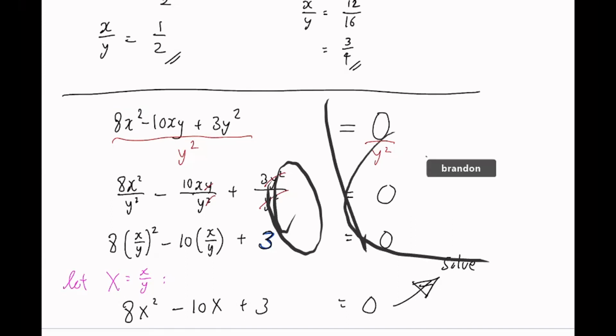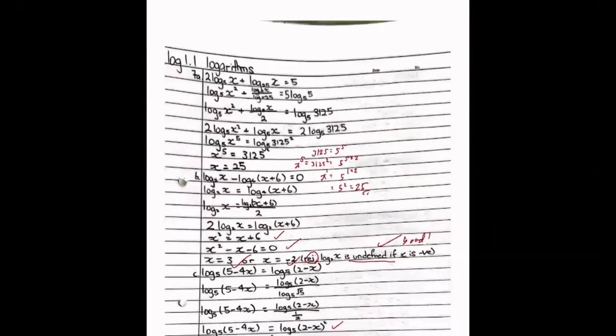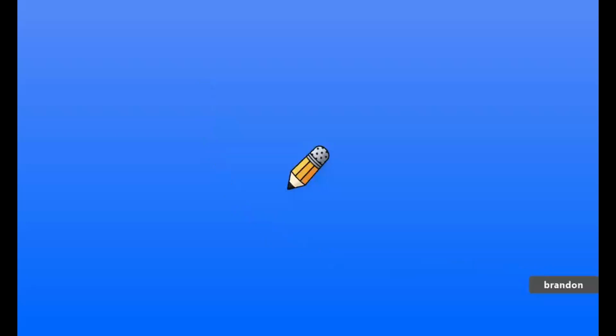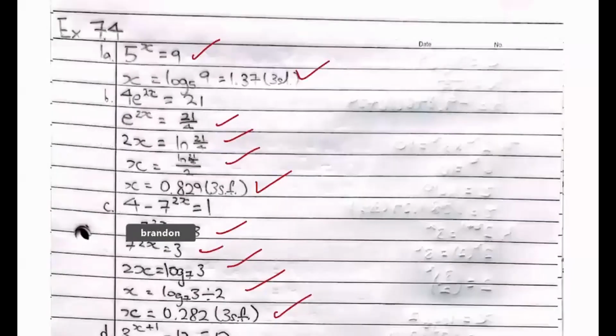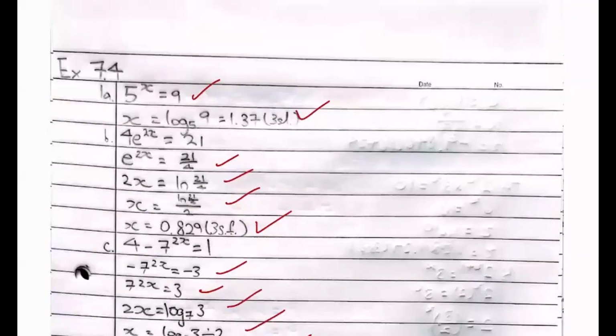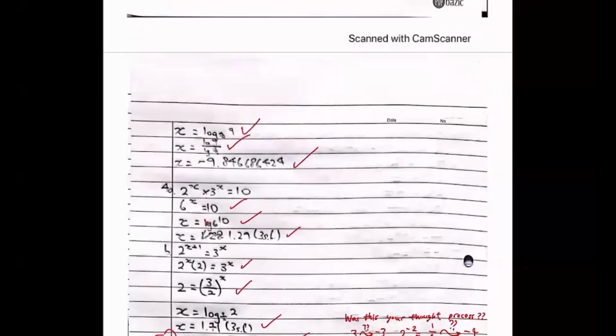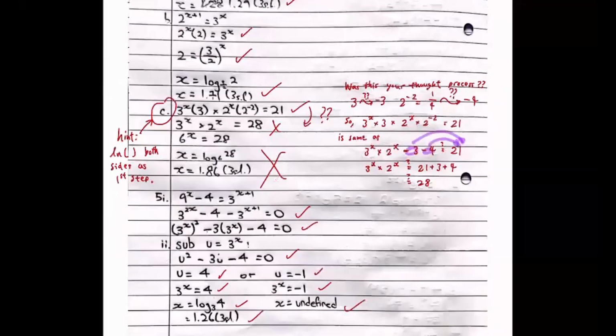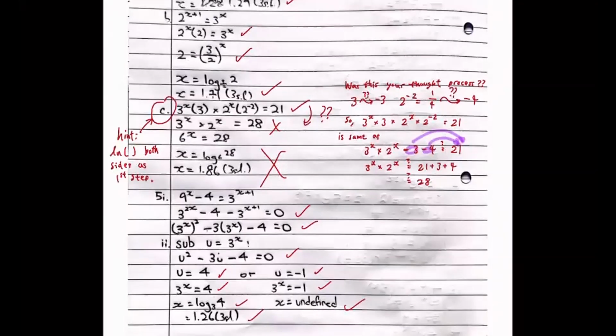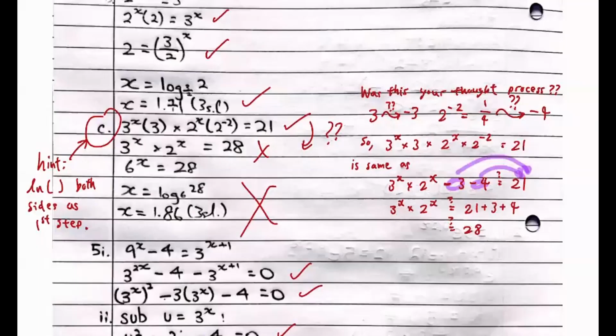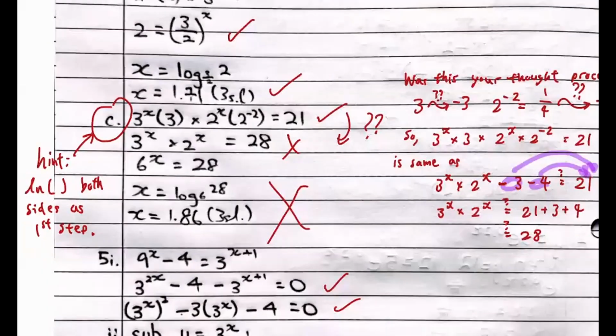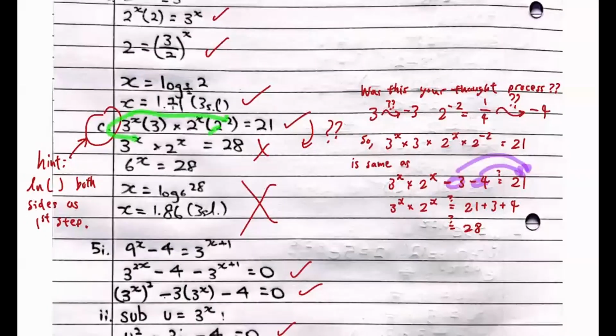Okay, moving on. So that is your 7.3 done. Let's move on to 7.4, the other worksheet you sent me. Over here, Exercise 7.4, still under the log 1.1. Something went wrong here. Okay, I think you had a careless mistake or something. Over here, I don't know what happened.